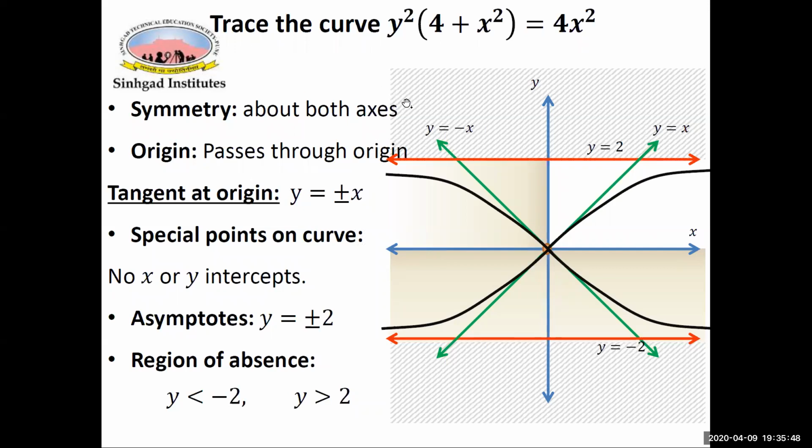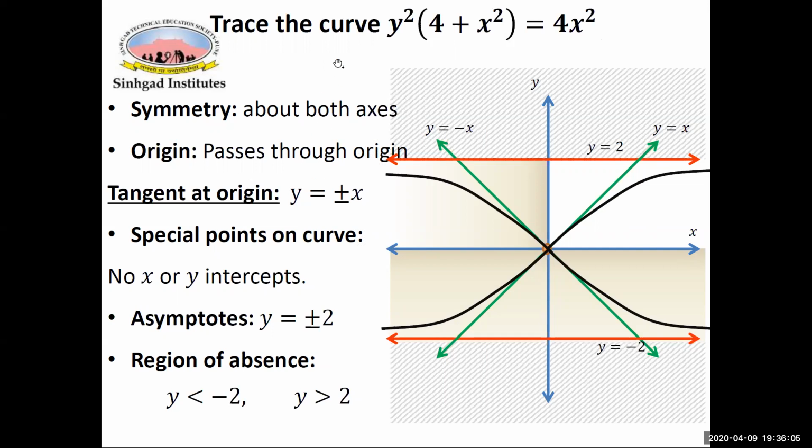It will be symmetric about both the axes. Now it does not have any constant term: 4y square, x square y square, 4x square. Hence, the curve will pass through origin.